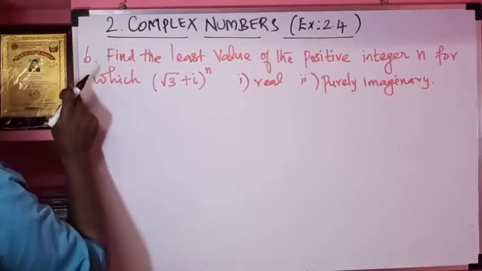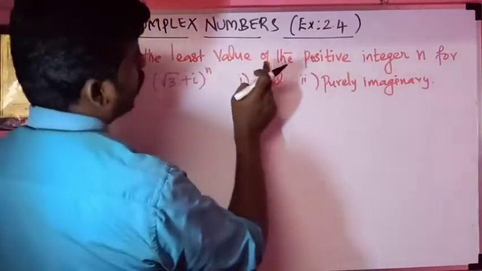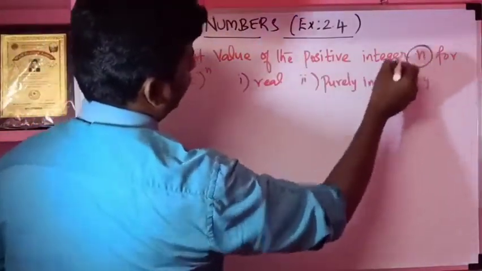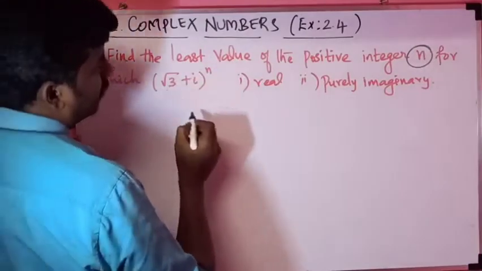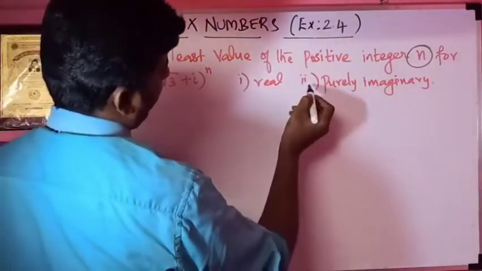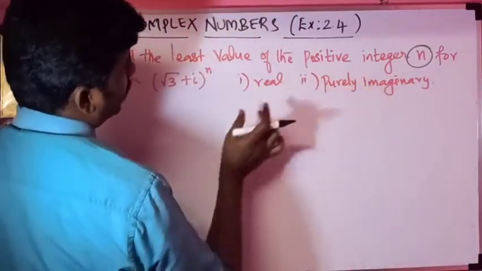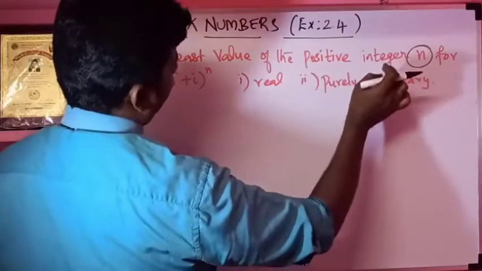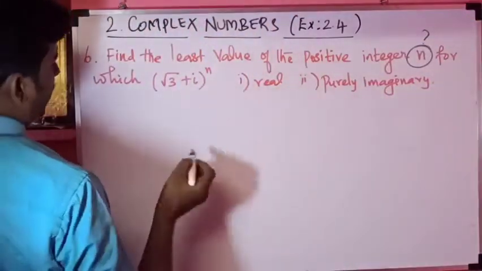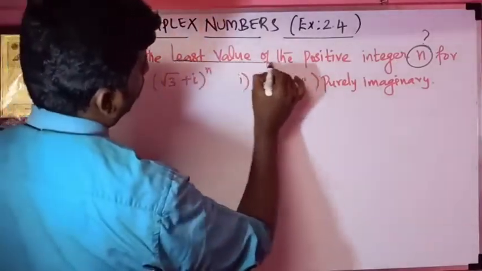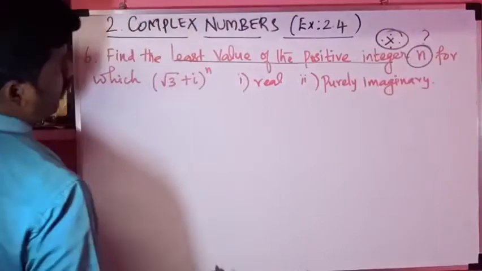See the question number 6 in exercise 2.4. Find the least value of the positive integer n, right? For which root 3 plus i power n, the first point real, the second point purely imaginary. For these two conditions, what is the value of n? n ஓட value நம்ம find பண்ண போறோம். First condition, they are real, right? So find the least value of the positive integer n. This is very important problem, right?